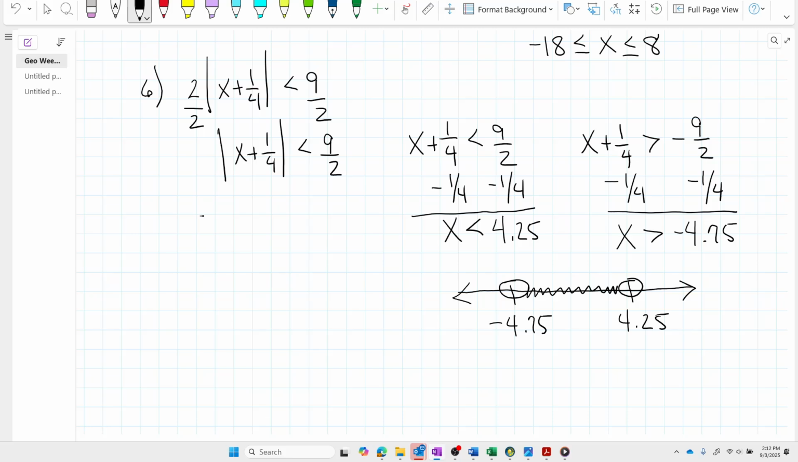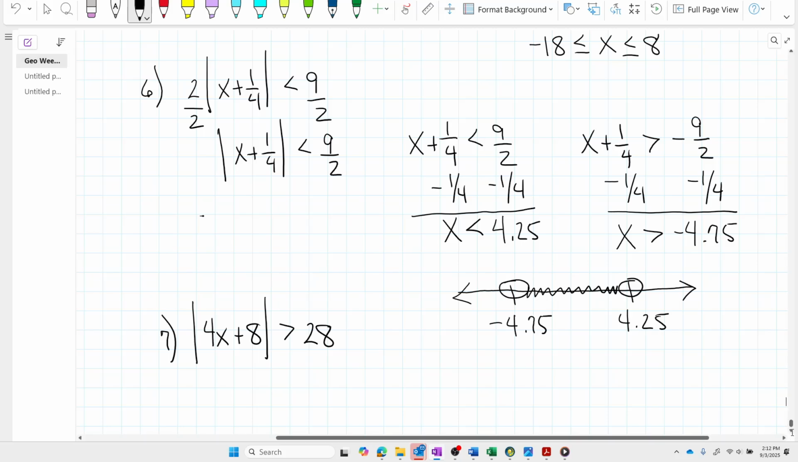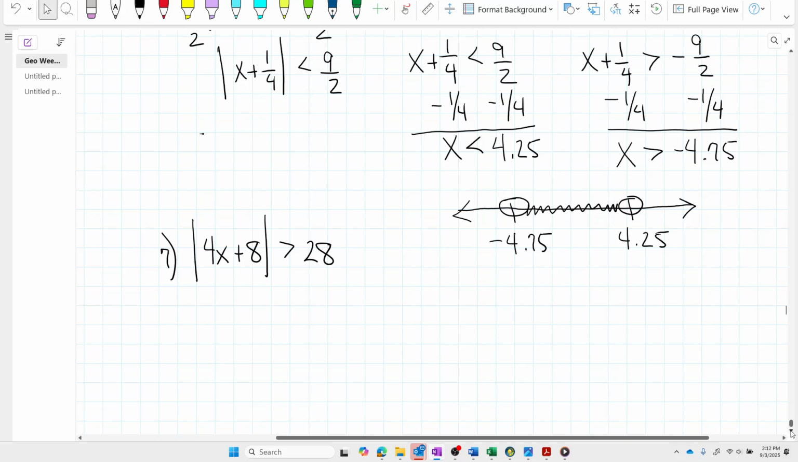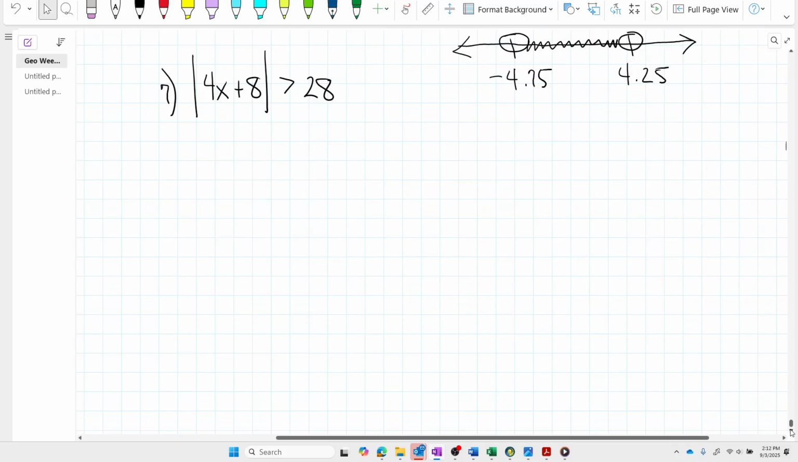And then we got one more problem. Let me write the problem down in case this computer decides to stop working again. Number 7 is the absolute value of 4x plus 8 greater than 28. Your steps would be exactly the same as problem number 4. I'll do it if I can get some room.